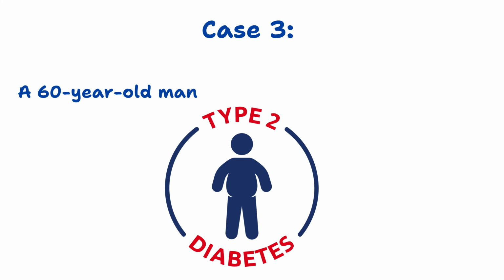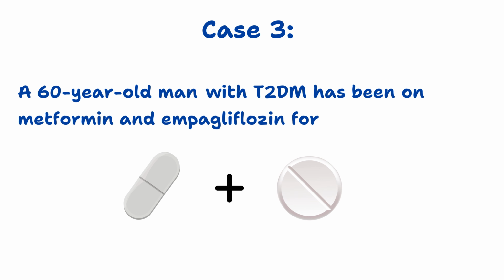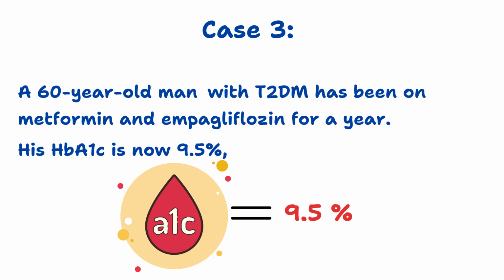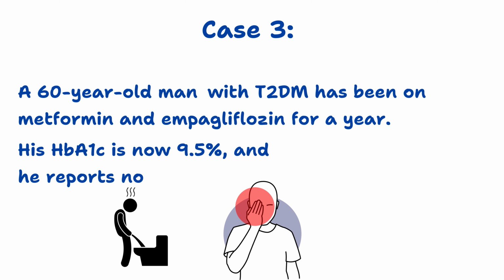Case 3. A 60-year-old man with T2DM has been on metformin and empagliflozin for a year. His HbA1c is now 9.5 and he reports nocturia and blurred vision.